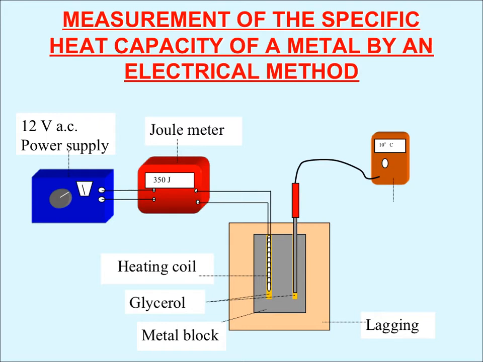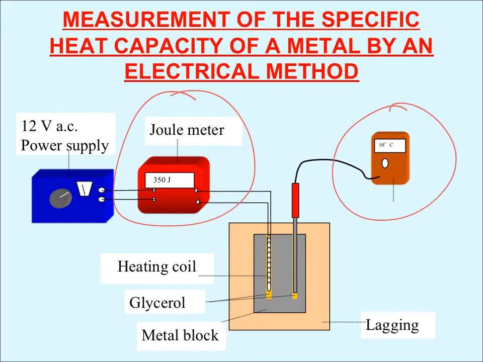Measurement of specific heat capacity by electrical method. This is the joule meter. That tells you how much energy you're putting in. And the thermometer and the weighing scales tell you how much you're getting out. And then the only unknown is C.